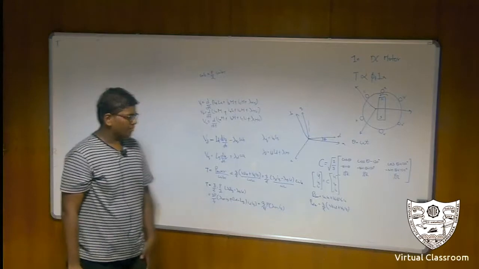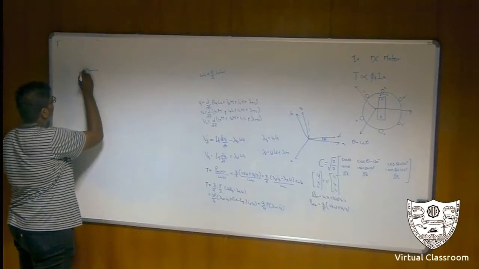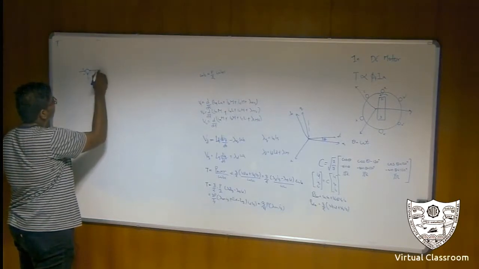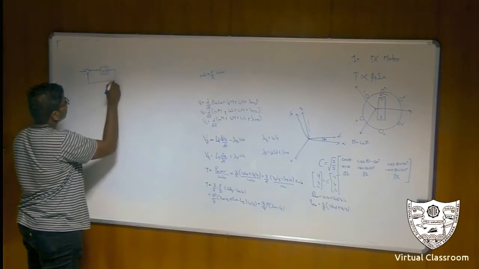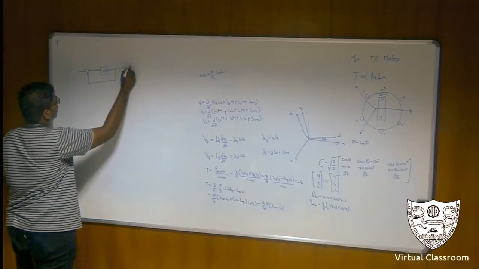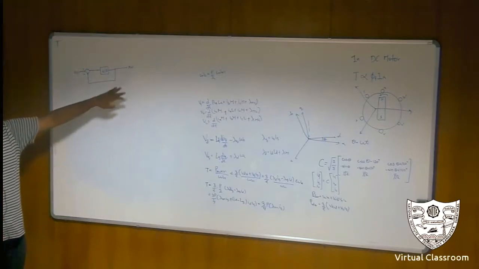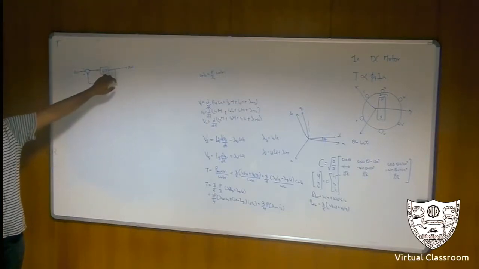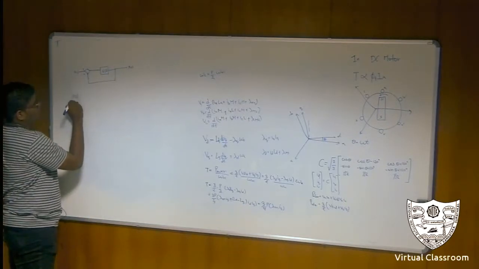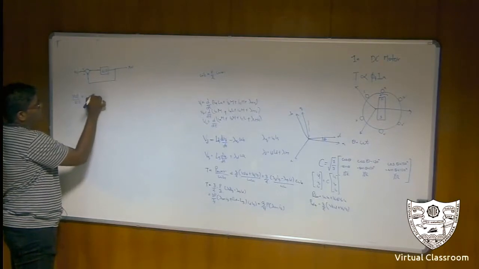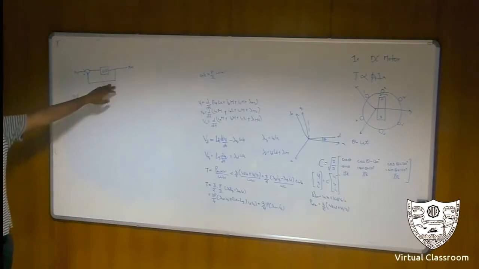So first, this is the basic unity feedback controller, and this is the gain. For this whole thing, I'll get the gain as Y of s over R of s equal to G of s over 1 plus G of s. So for this controller, I'll get this as the gain.